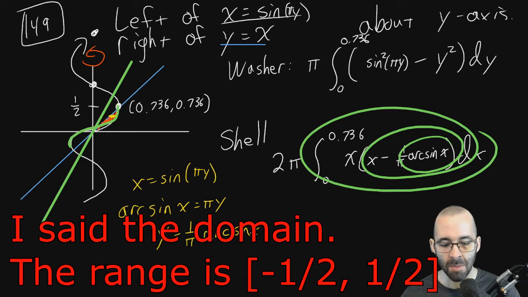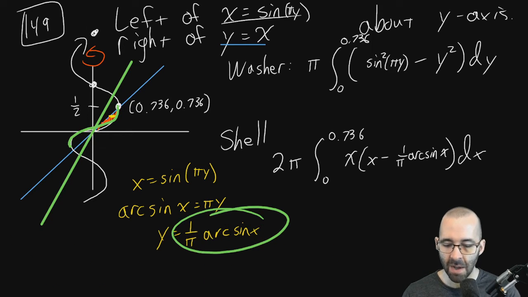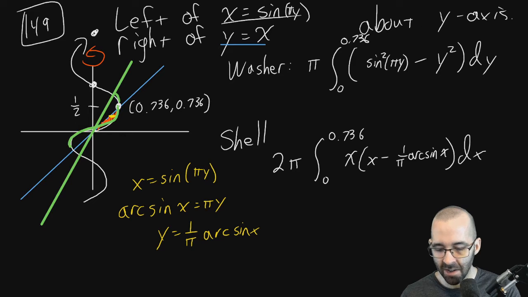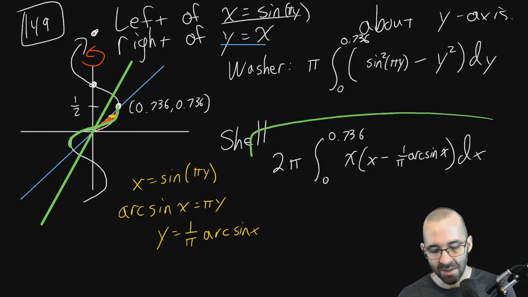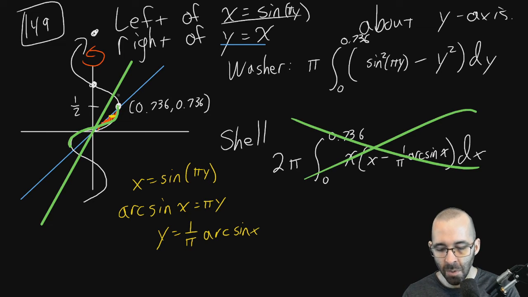Take arc sine up to 0.736, which I didn't realize is bigger than, yeah, so this is going from negative 1/2 to 1/2. And we need to go a little further. So that's actually why this integral doesn't really make sense at all. If we really wanted to use the shell method, we'd have to get a second piece for this red section, which we could do.